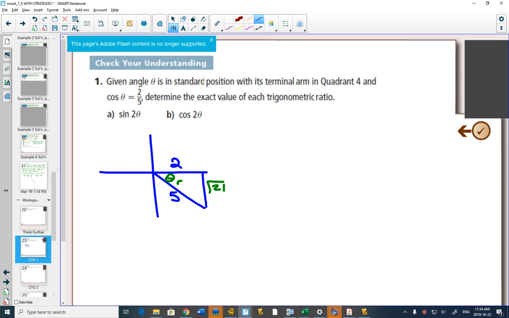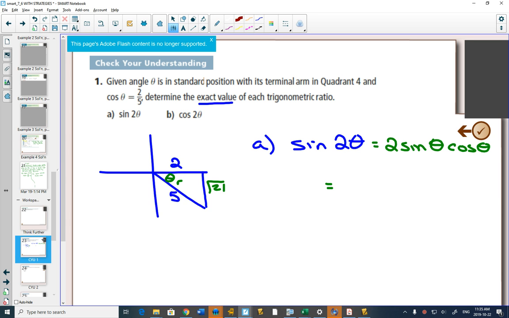Then if we read after the comma, it says determine the exact value, which means no decimal places, of each trig ratio. A, it wants us to find sine of 2 theta. Sine of 2 theta is one of your formulas. This is why you have to have it mostly memorized. So when you see that, your brain goes, ooh, I have a formula for that. Sine of 2 theta is equal to 2 sine theta cos theta.